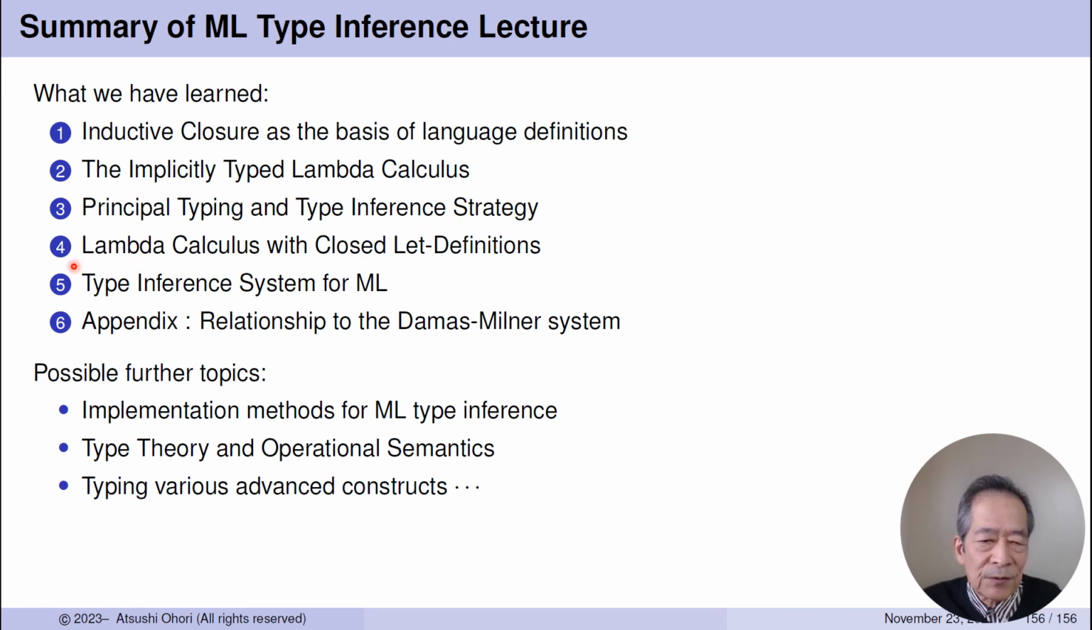And then we defined the extension with closed-let definition and showed that this is enough to type ML, so the type inference system of ML. And now in this appendix, we showed that this resulting system is equivalent to the Damas-Milner system. So I hope that you enjoyed these contents through this video lecture.